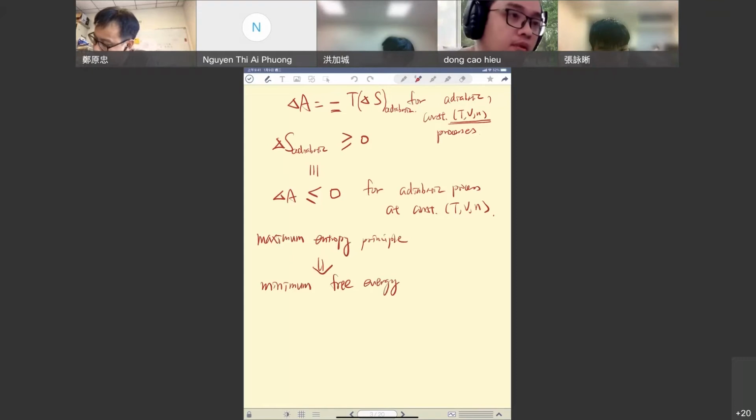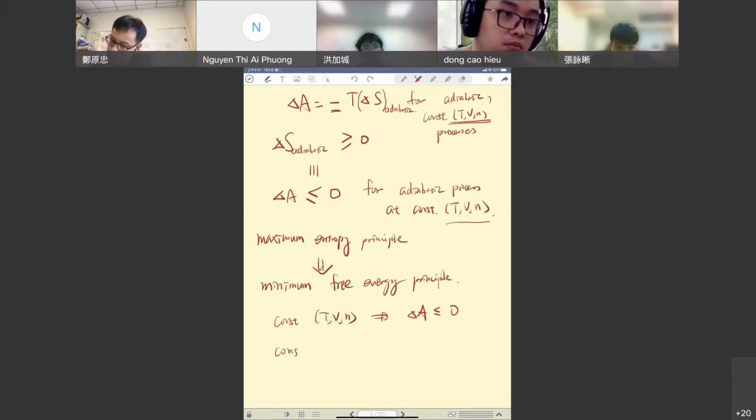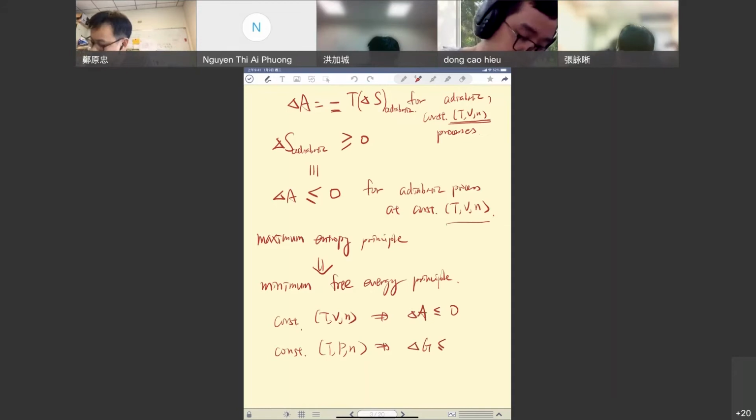In the equilibrium state, your entropy reaches its maximum at that condition, at constant T, V, and N. But this translates to minimizing the free energy. So at constant TVN, we look at delta A smaller than zero. And it is trivial to follow that at constant T, P, N, which are the natural variables of the Gibbs free energy, the equilibrium condition became that the Gibbs free energy change must be smaller than or equal to zero. So a spontaneous process must decrease the Gibbs free energy at constant temperature, pressure, and number of particles.